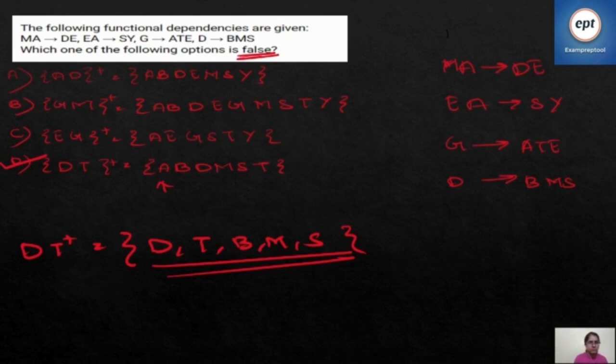Okay, so let's move to question number 2. Consider three relational schemas R1, R2, R3 containing 100, 200, 300 tuples respectively. What is the maximum number of tuples possible in the natural join? So this is the natural join given.